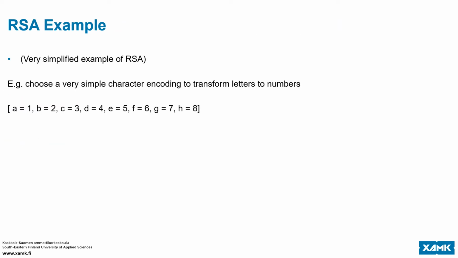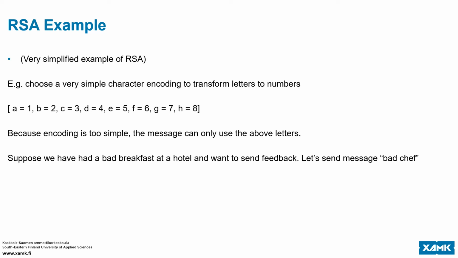Now, just in case you're not a walking pocket calculator, let's take a very simplified example of how this mathematics would work. So first we must determine some message and a character encoding for our messages. So let's choose a very simple character encoding to transform letters to numbers. Let's use A is going to be 1, B is going to be 2, C is going to be 3, and so on. Let's also define a message that we want to encrypt.